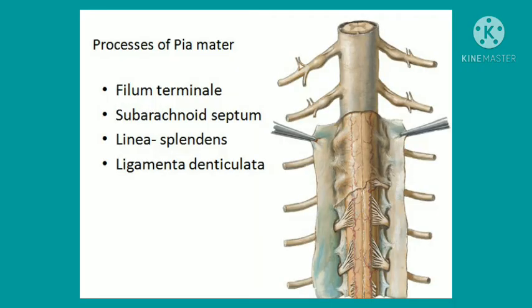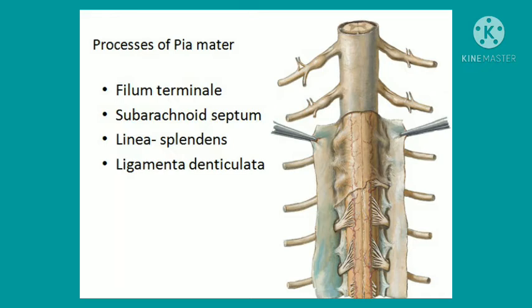The subarachnoid septum. It is a mid-sagittal fenestrated pial septum which connects the dorsal surface of the spinal cord with the arachnoid mater. The third one, linea splendens. The pia gives off a septum into the anterior median fissure. Where this process is given off, the pia mater presents a thickening called linea splendens.